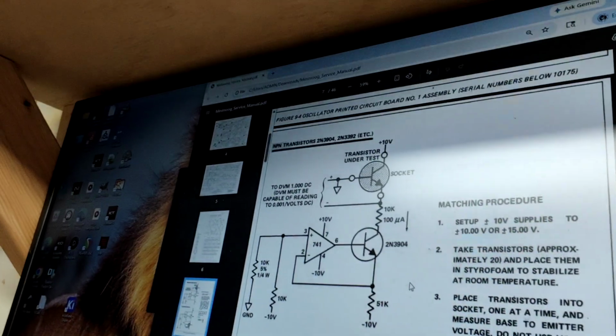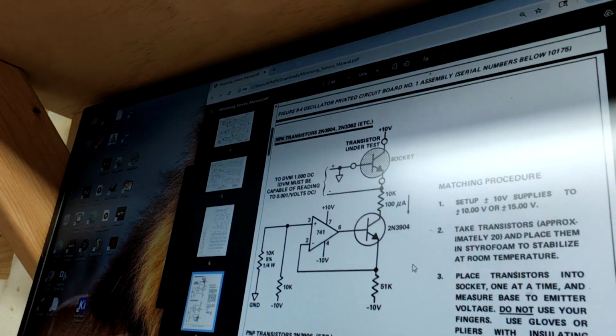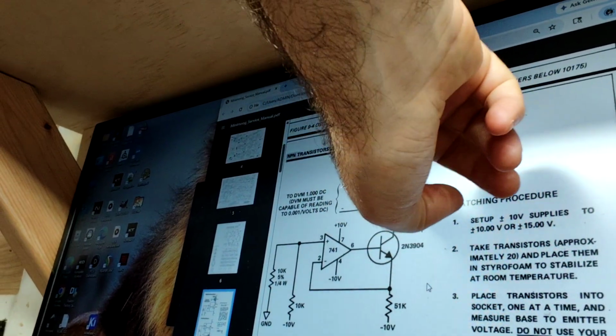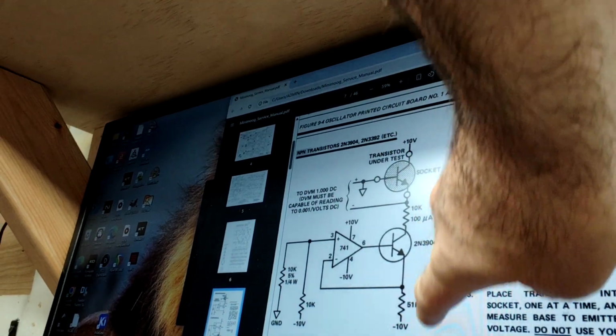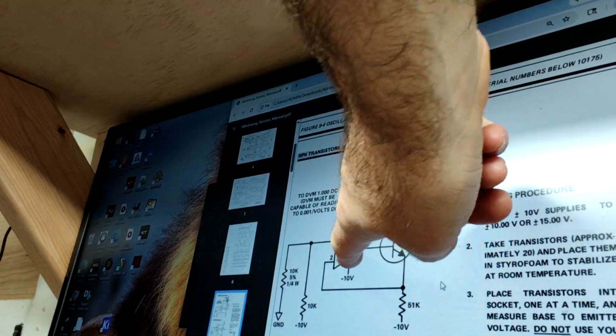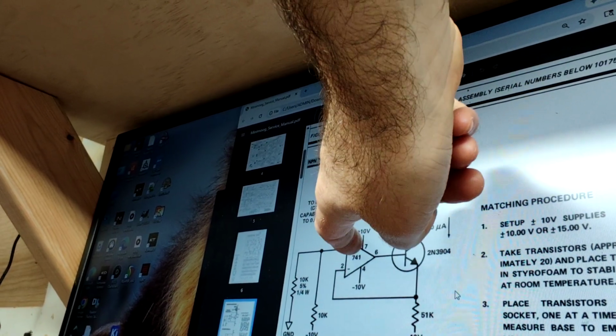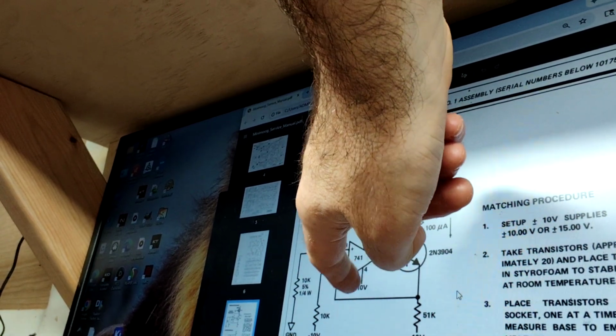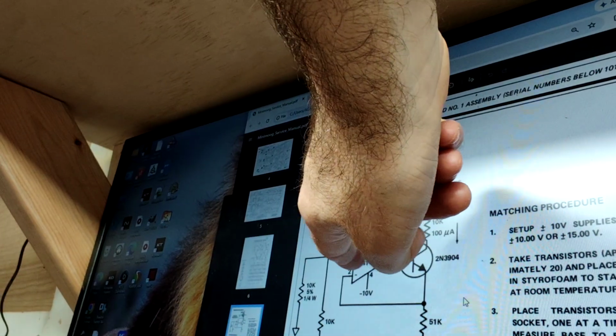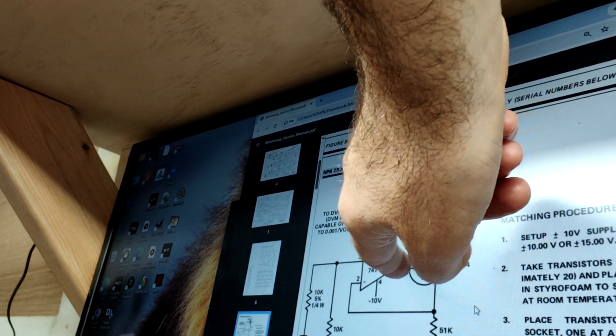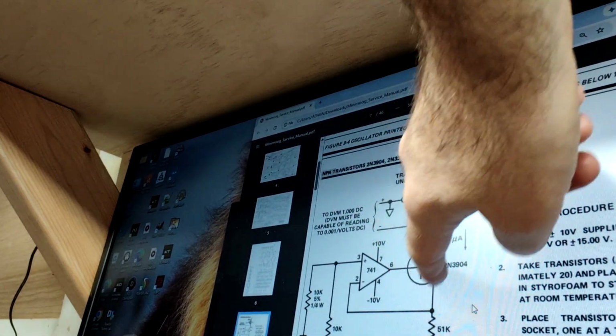Well, let's take a closer look at this circuit here. So here's the transistor under test, but first let's kind of try to understand what's going on here. We have an op amp, and an op amp is actually a pretty simple device. It looks at the inputs on these plus and minus, and if this is greater than that, it puts out a high voltage.